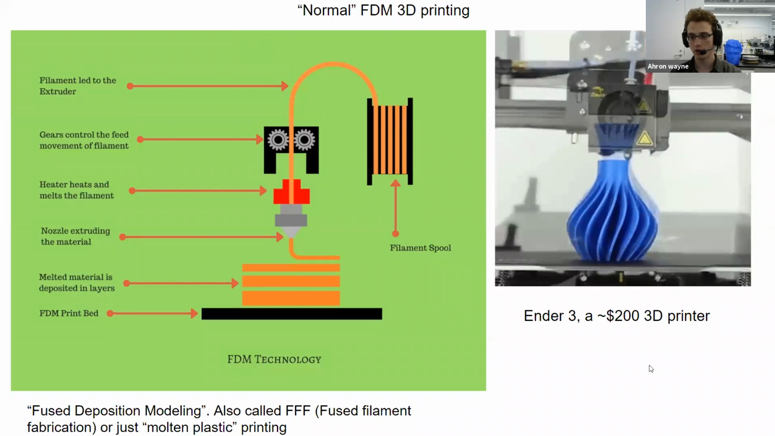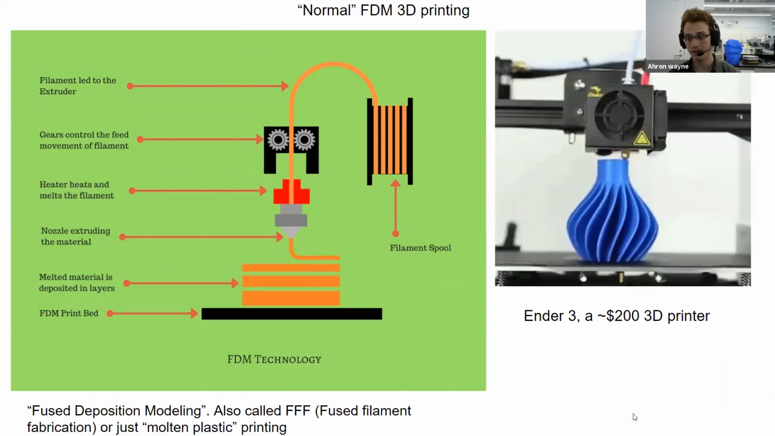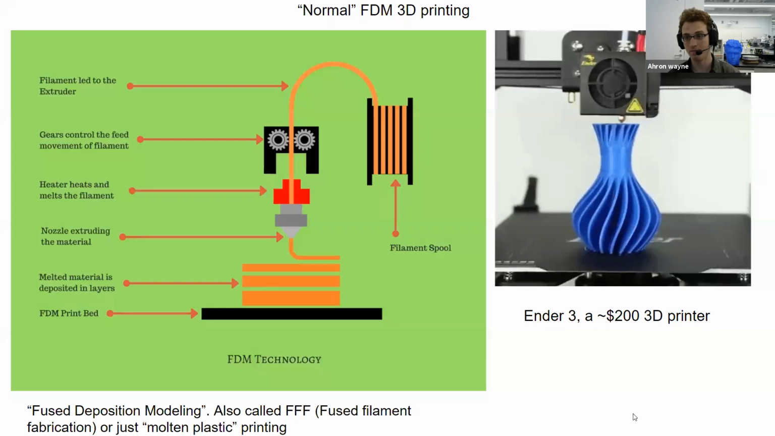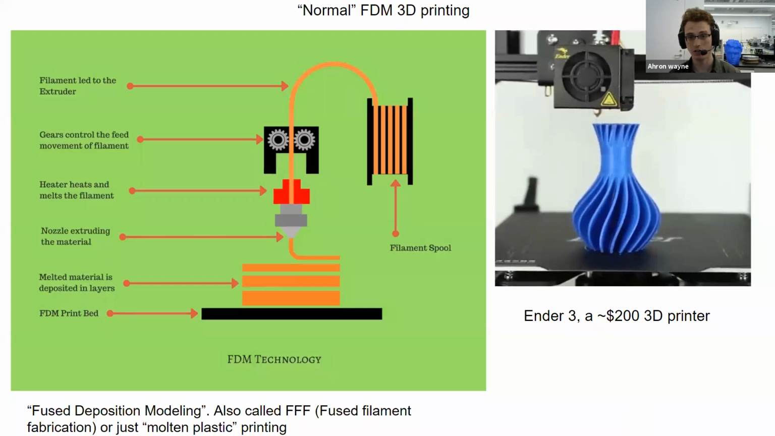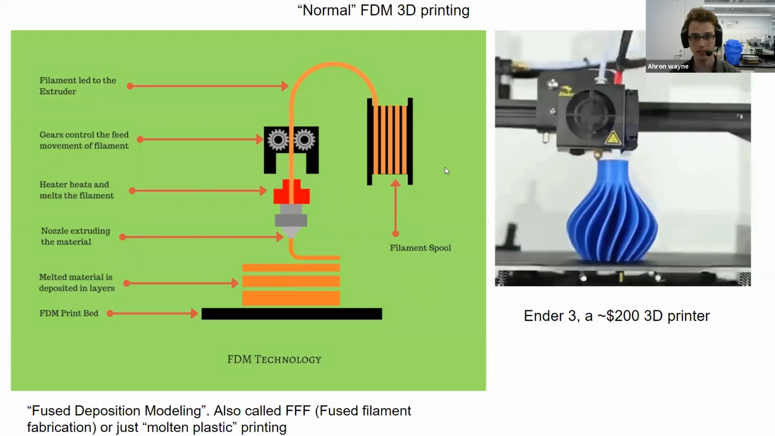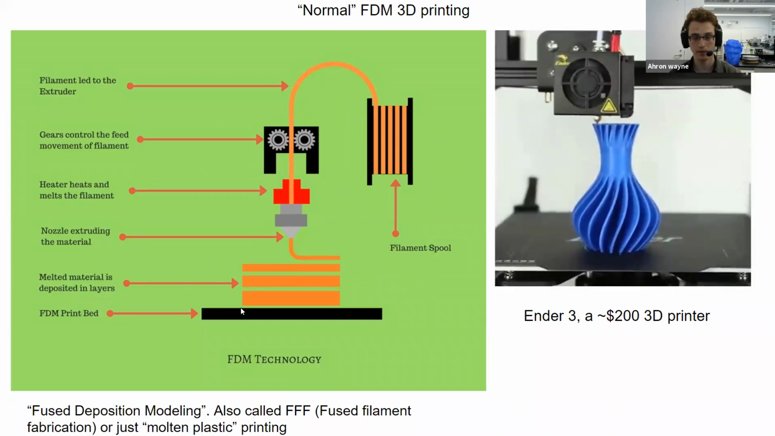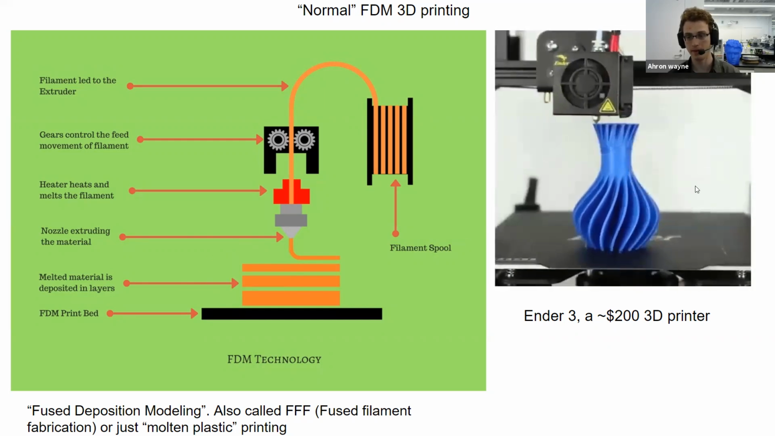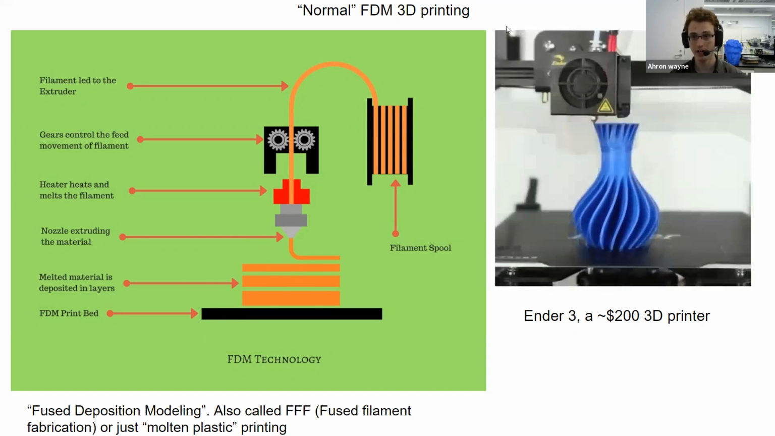So here is a quick overview of normal FDM 3D printing. FDM just stands for fused deposition modeling, or in essence, it's just melted plastic. So all you do is you melt plastic out of a nozzle right here. The plastic comes from a spool like this. And then you just squirt the melted plastic onto a build plate in layers until you end up with a complete three-dimensional part. And you can get very decent quality at this point.